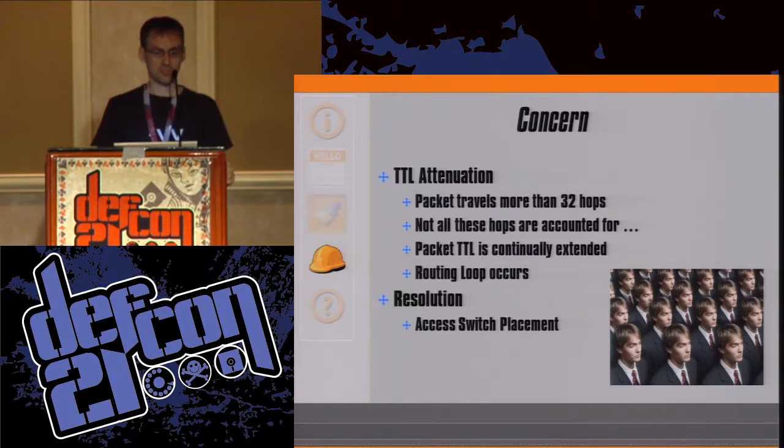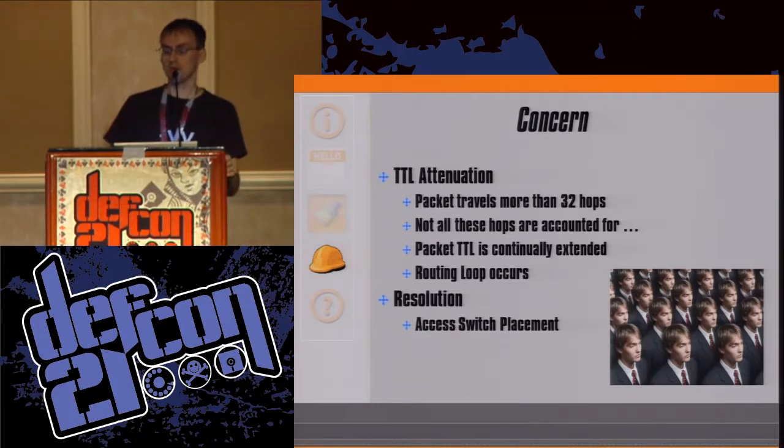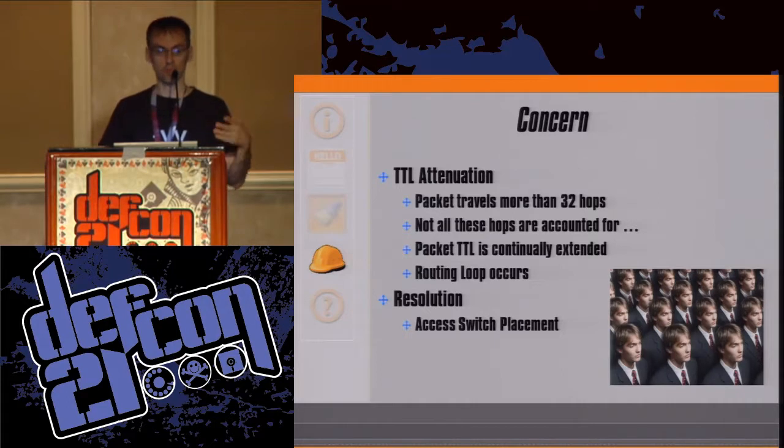Then there is the concern of TTL attenuation. That's what I'm calling it. A packet travels more than 32 hops. Not all these hops are accounted for, and therefore the packet TTL is continually extended. It traveled an ungodly number of hops, 66 hops, and it's basically only recalibrated with 2. All right, so it would have more available hops to make before it expired. If this happens more than one time, then there's a possibility that a routing loop could occur. The resolution to that, access switch placement, so that the change to the TTL occurs before any routing activity begins, right? And then after, when it's already at the destination, it doesn't matter anymore. Okay? So problem solved.